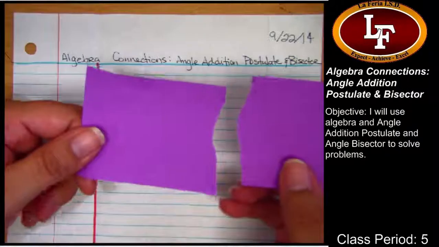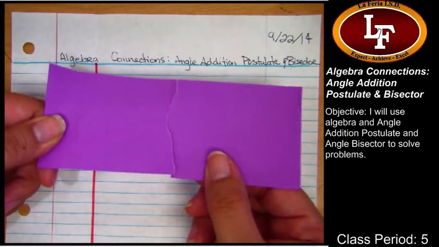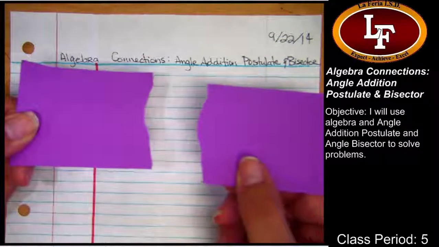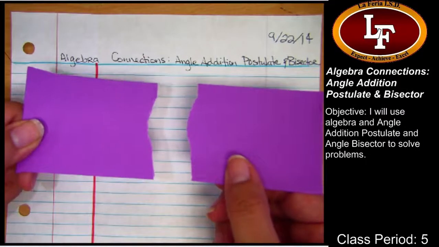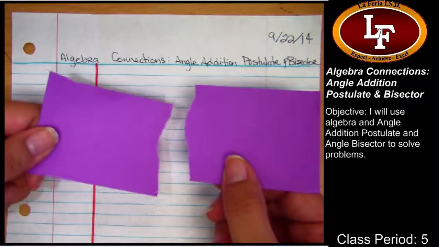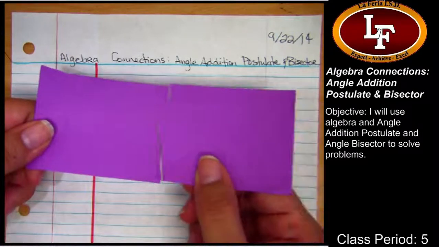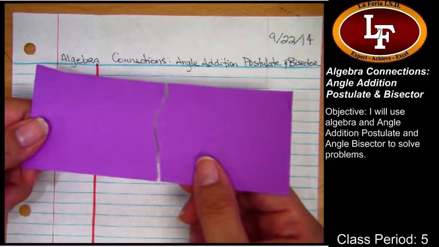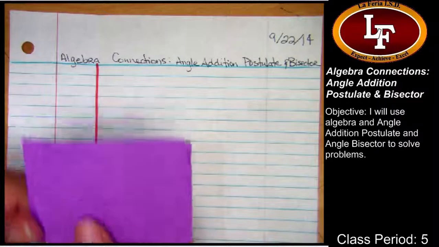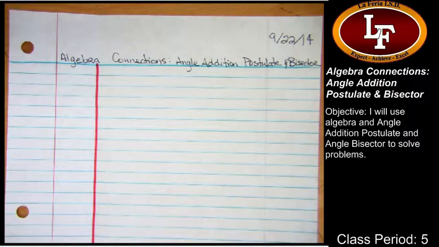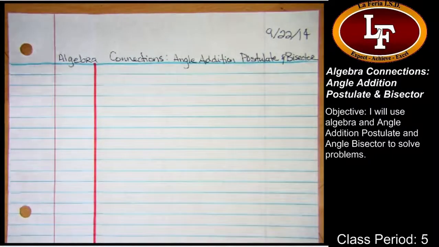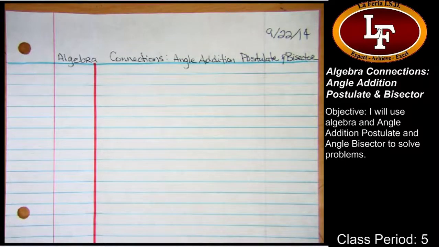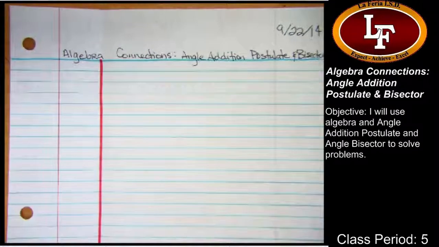So the segment addition postulate was one where we had this segment sitting there, and we broke it into a couple pieces, and we said that we could take the measure of this part of the segment, add it to the measure of this part of the segment, and we'd end up with the measure of the entire segment. Remember that one? And it allowed us to do some algebraic stuff to find the value of x and to find the measure of different parts of the segment. So we're going to do the same thing, but with angles, and so we have the angle addition postulate.